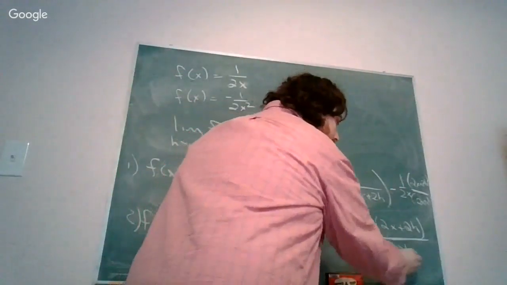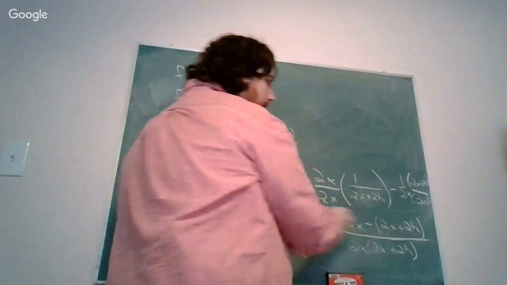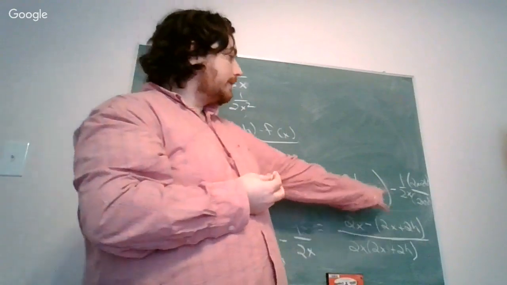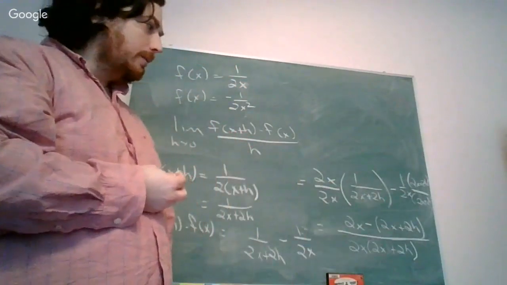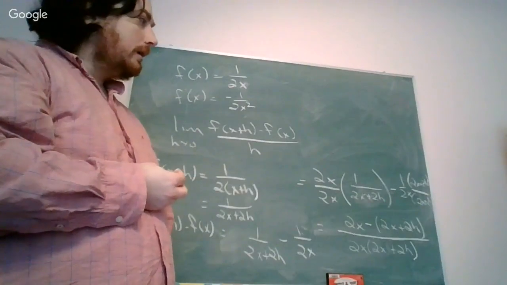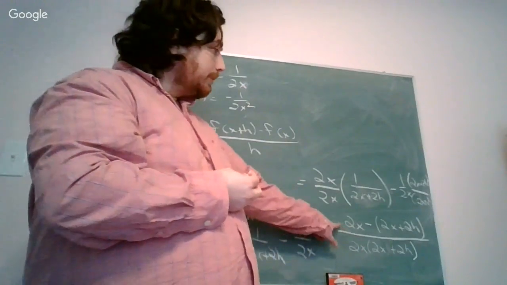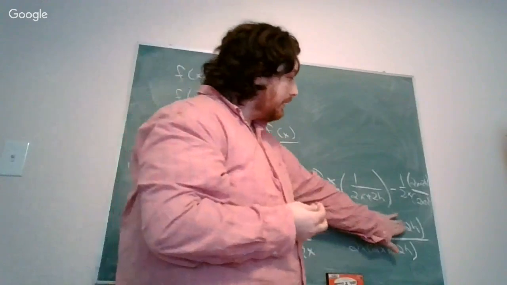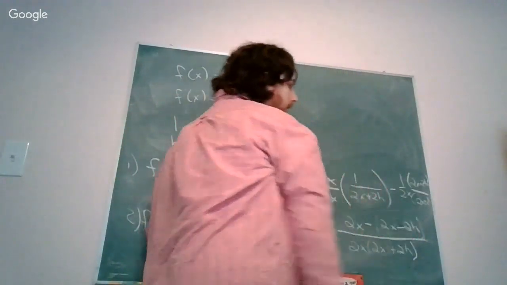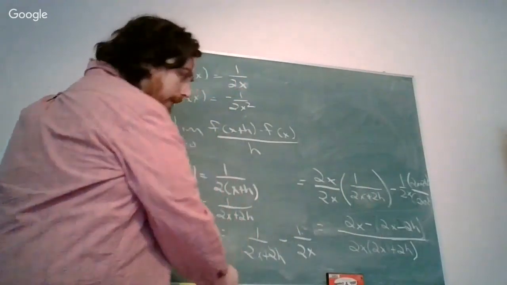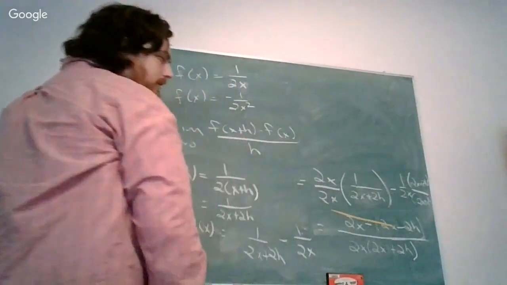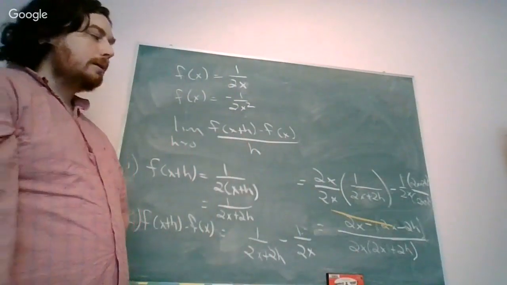Sorry, I needed a parenthesis here, not here, because it's going to be 2x times 2x plus 2h. I put it in the wrong spot. I apologize for that. So what I get here then is, well, now I can simplify the top. If I distribute the negative sign, I get negative 2x and negative 2h. But then I have a positive 2x and a negative 2x cancel out, so I'm left with a negative 2h up top.